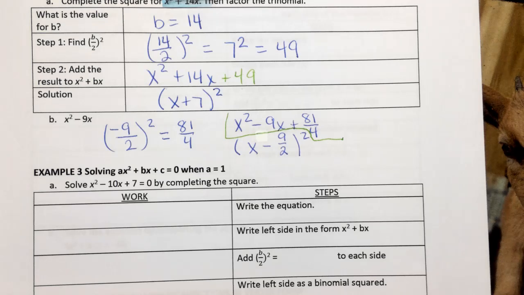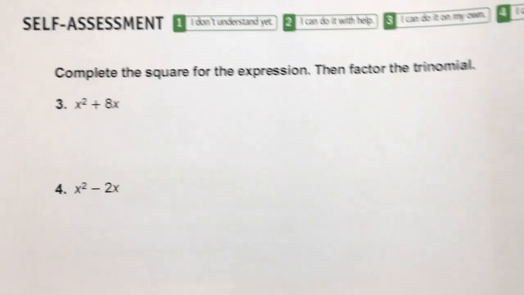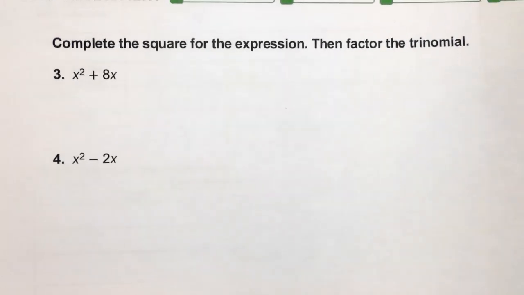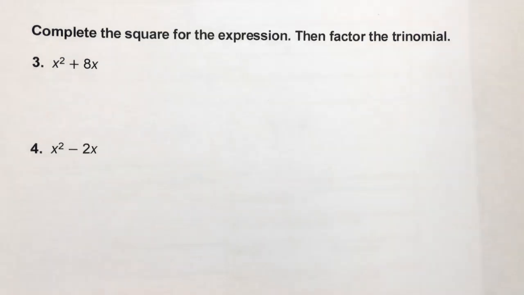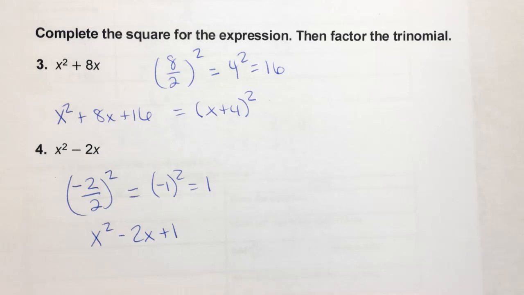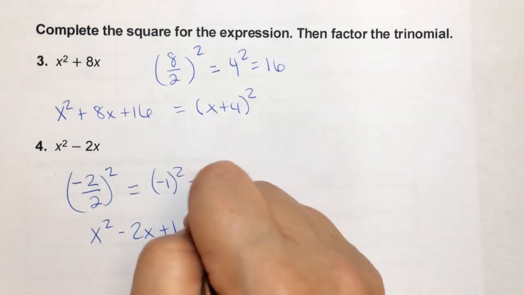All right, I think I have 2 for you to try. Hold on. I did. I have 2 for you to try. So if you will pause the video and give these 2 a try. Okay, so I hope that you have given this a try. Remember, you are taking your b value, dividing it by 2, and squaring it and adding it to both sides. And if you did that, you should have gotten these two.